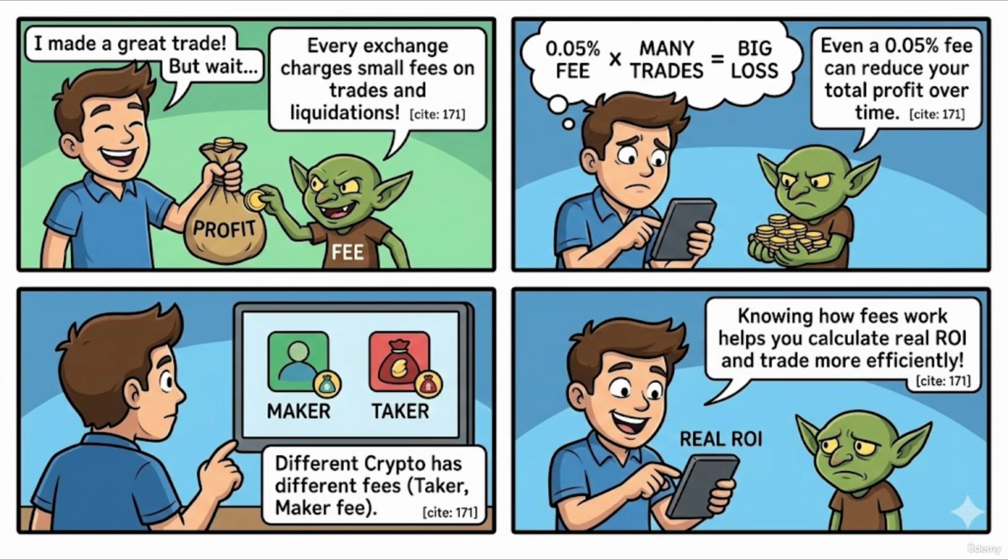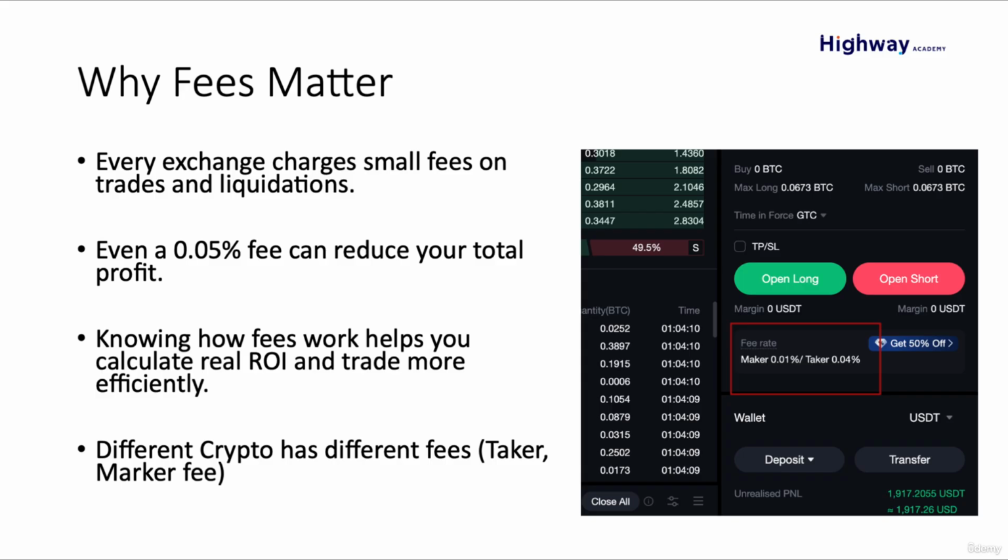Understanding how these fees work helps you calculate your real ROI and trade more efficiently. Also, remember, different cryptocurrencies and different exchanges may charge different rates for maker and taker fees. On the screen, you can see an example of a trading interface showing the fee rate. Maker 0.019% and taker 0.04%. These may look small, but when you trade with large volume or high frequency, they can make a big difference to your final profit.